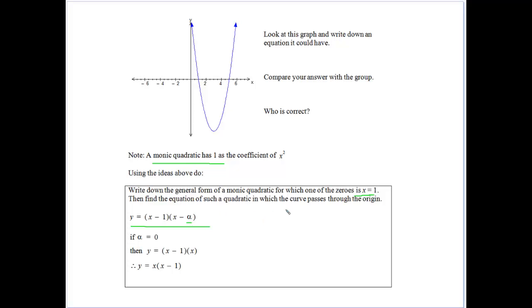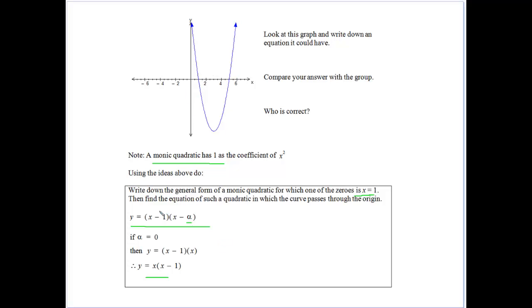But this time, if it goes through the origin, then that value must be equal to 0, so we get x times (x minus 1), or x outside of (x minus 1). So that's what our parabola will be in this situation. The general form of a quadratic would look like that, and then if we've got a quadratic that passes through the origin, that would have to be equal to 0. So we get that as our parabola.